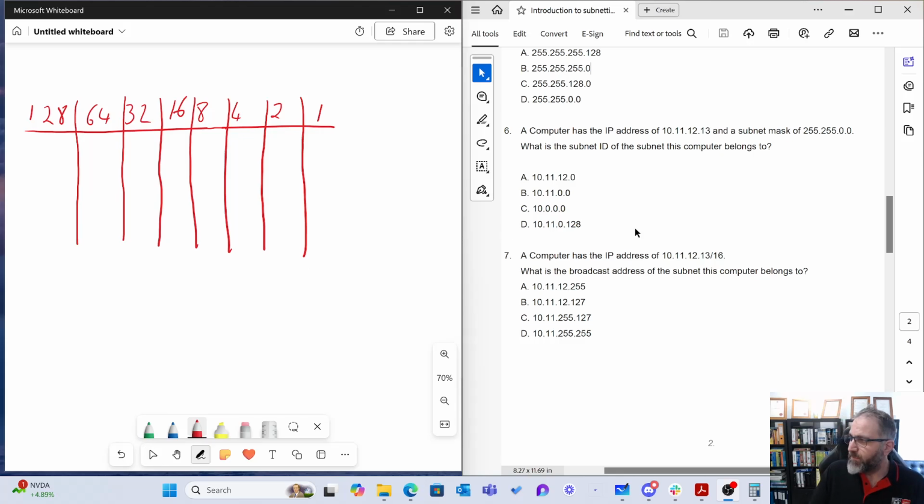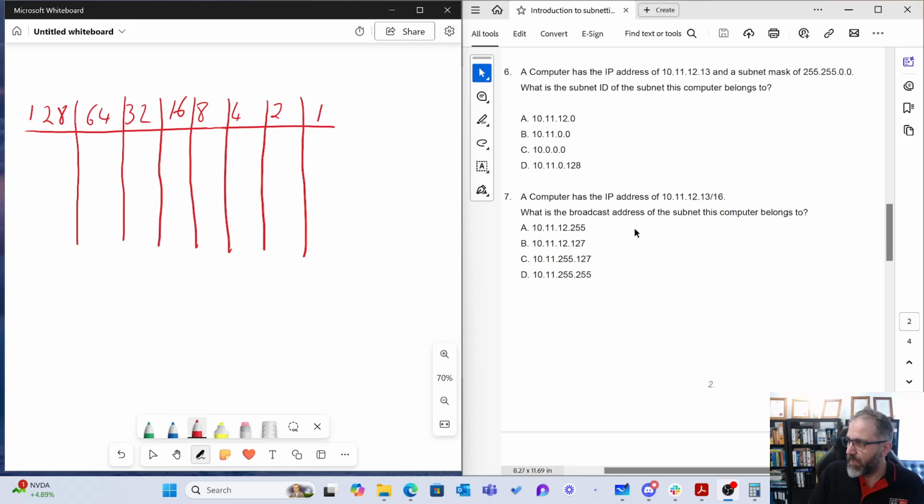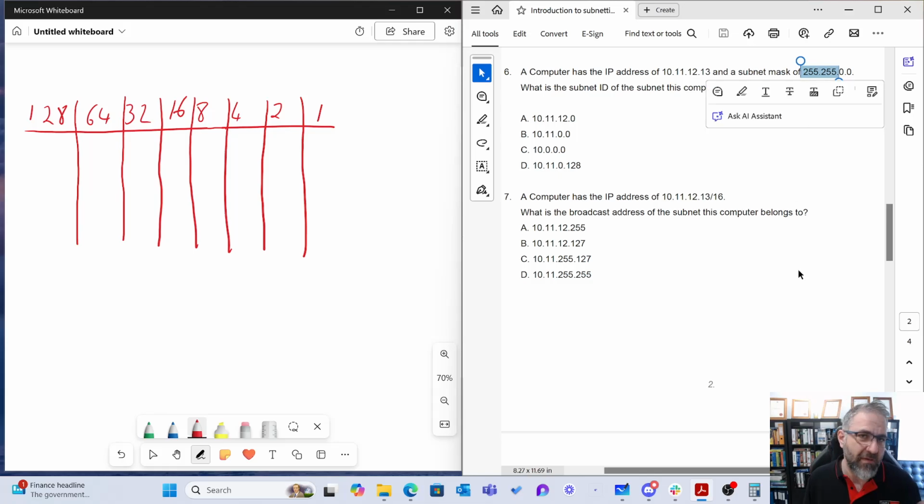So let's have a look at number 6. A computer has an IP address of 10.11.12.13, with a subnet mask. Check that out, different now: 255.255.0.0. It's a class B IP address, sorry.